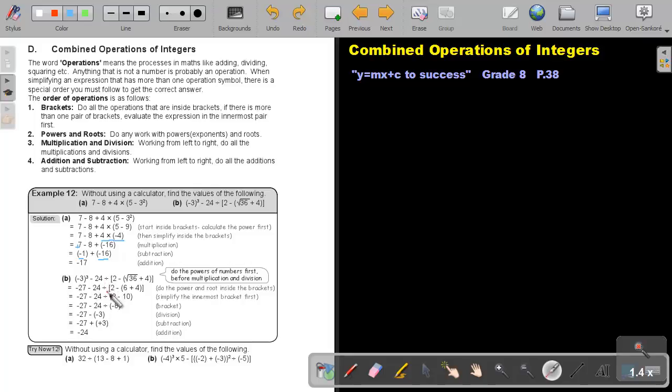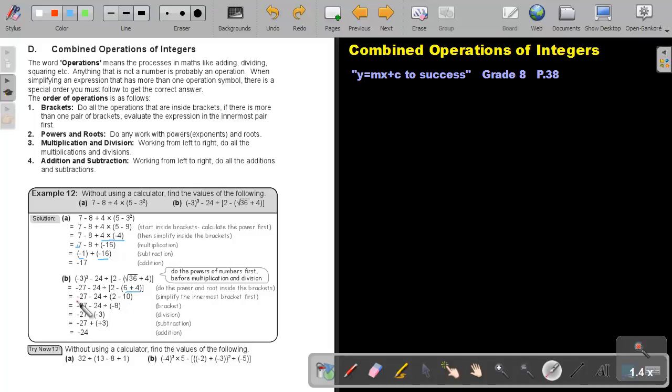I rewrite. I can take the square root of 36. What will be the square root of 36? That will be 6. Okay. So I first just complete that. Now I must do that bracket. Let me show you. You're now going to do that bracket. So just rewrite everything until you come to that bracket. Then 6 plus 4 will be 10.